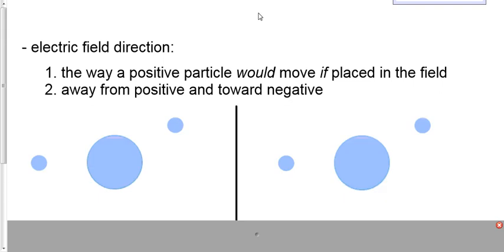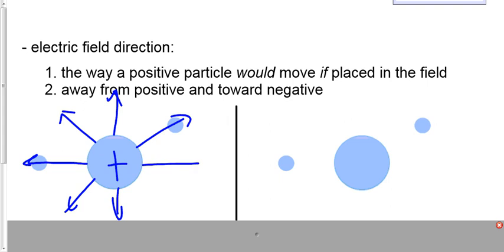Let me draw a couple pictures here. This is a positive producer. The field goes like this, away from the positive, right? Away from the positive. Here's a negative producer. The field goes toward the negative producer.